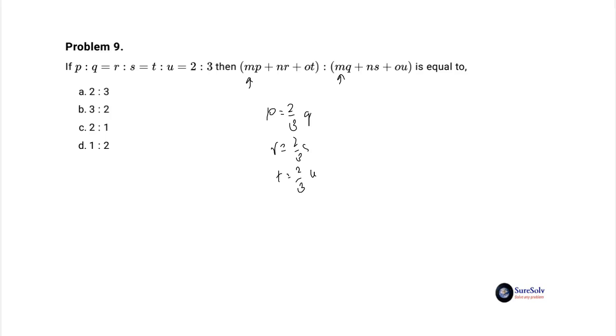The target ratio will be changed to 2 by 3 of MQ plus NS plus OU is to MQ plus NS plus OU, equal to 2:3. Answer is option A, 2:3.